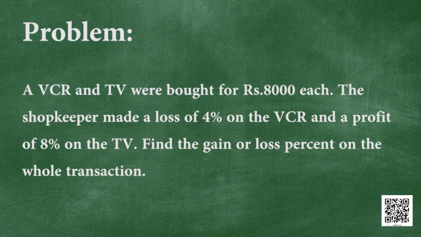The problem says a VCR and TV were bought for rupees 8,000 each. The shopkeeper made a loss of 4% on the VCR and a profit of 8% on the TV. Find the gain or loss percent on the whole transaction. Students, now let's try to look into its solution.